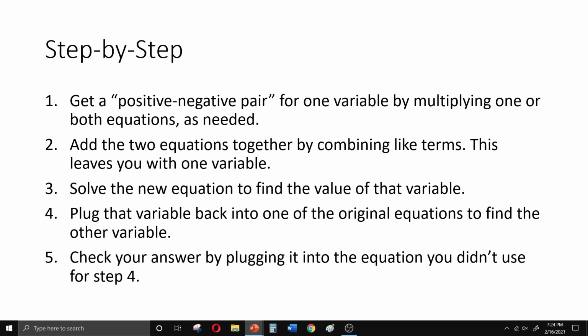Once you've got that positive-negative pair, you add the equations together, which leaves you with one variable which you can then solve for. It's usually an easy equation like 2y equals 12, and you just need to multiply or divide both sides. All right, then once you know the one variable that you solved for, you plug it back in. And it's easiest to go back to the original equations to do that. And then once you have your solution, we would also like you to check that solution by plugging it into the other equation. I'll do an example of that on the next slide.